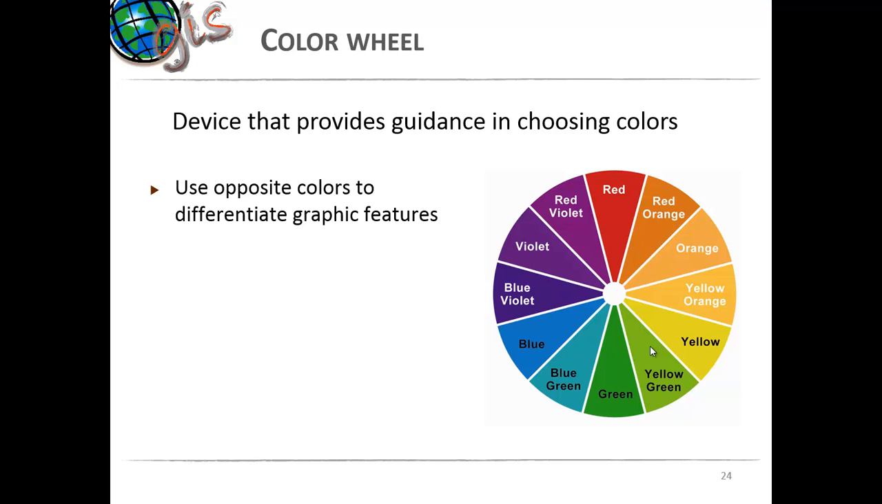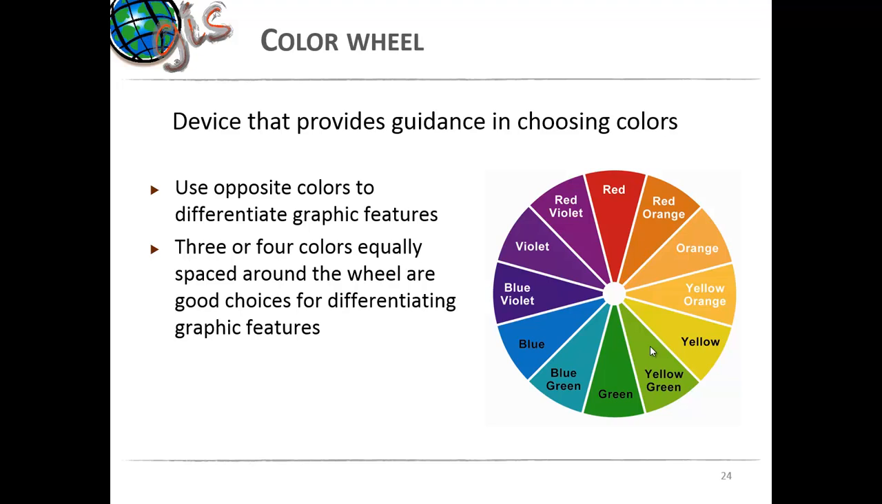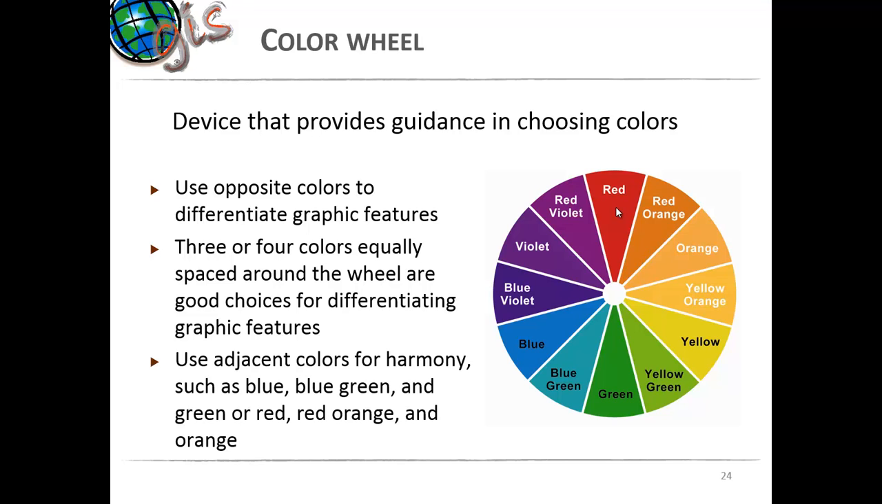It sort of provides a guide. I use this a lot as a guide because when you use opposite colors to differentiate graphic features, you get a better looking map. So 3 or 4 colors equally spaced around a wheel are usually good, let's say blue, violet, red and orange are excellent colors, or yellow, green, blue and violet and red would be excellent choices for your class, for differentiating graphic features on your map.